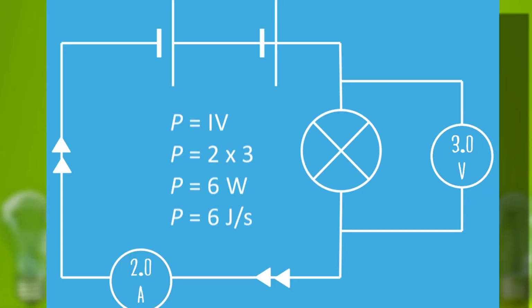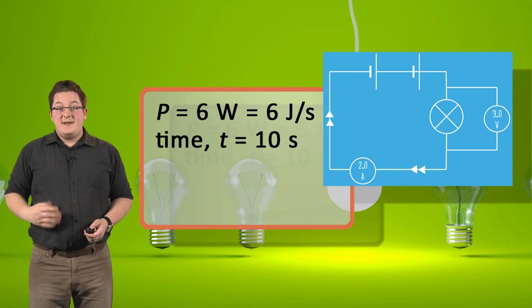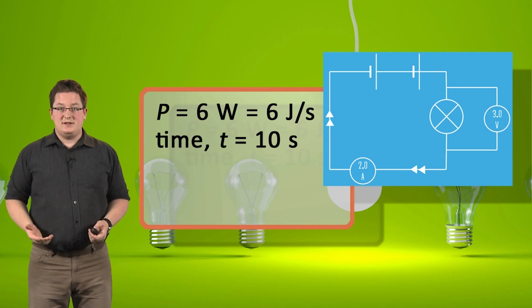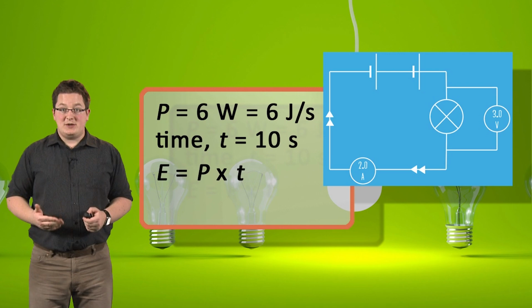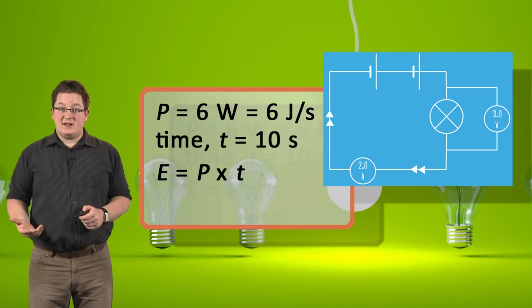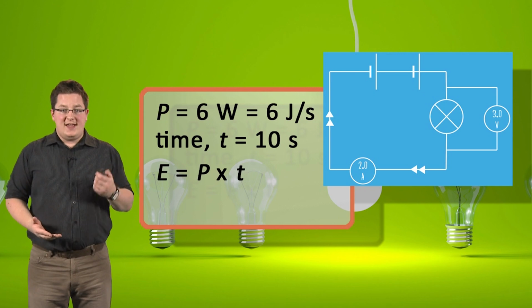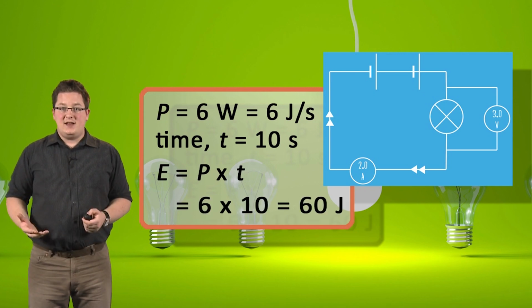If we want to get an actual energy, we need to know how long the circuit is converting energy for. If this circuit is left on for 10 seconds, which means it's converting 6 joules of energy per second for 10 seconds, we can say that the total energy converted is 6 times 10, which is 60 joules.